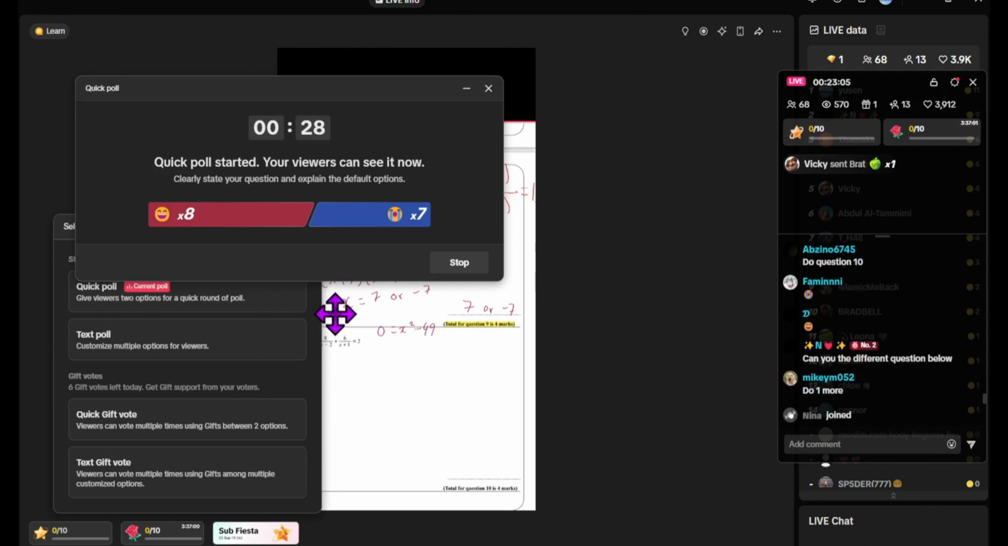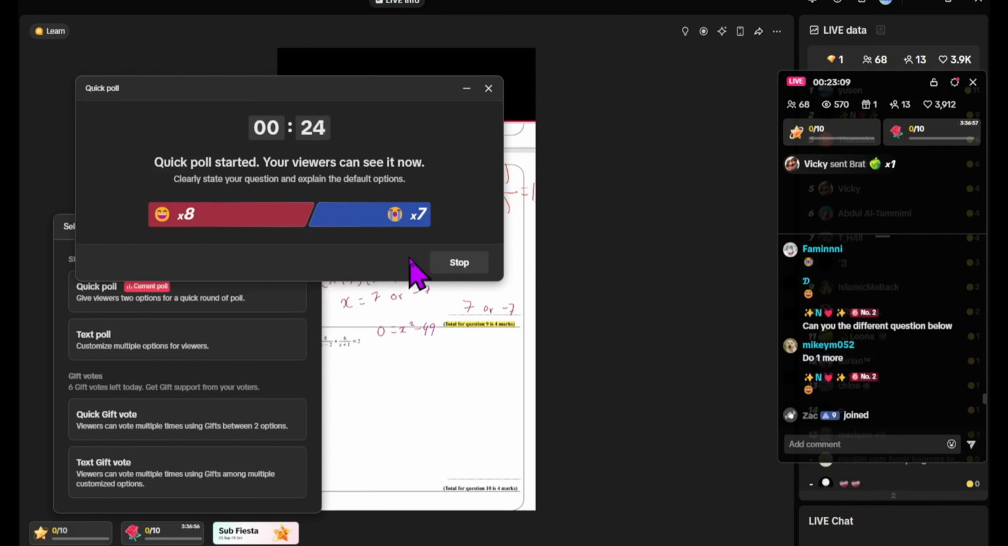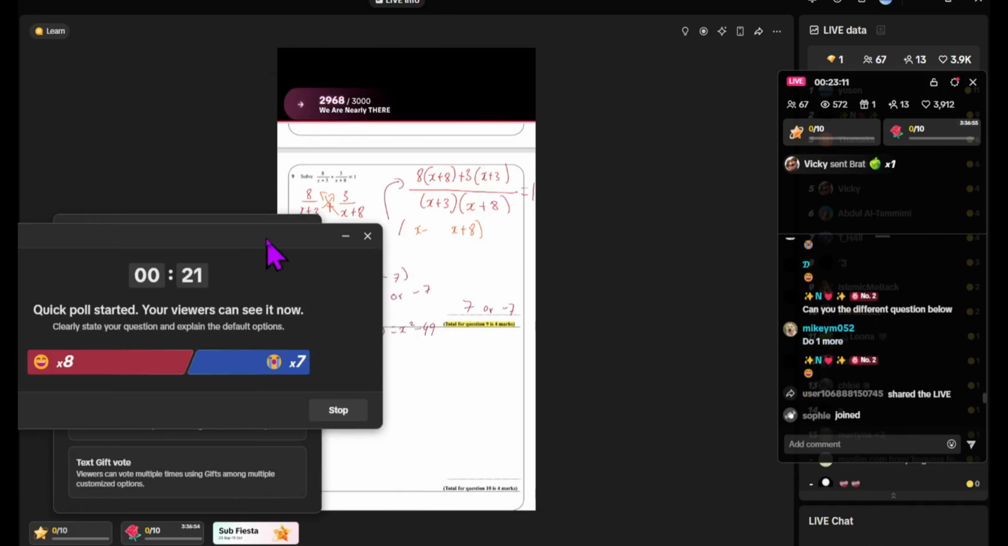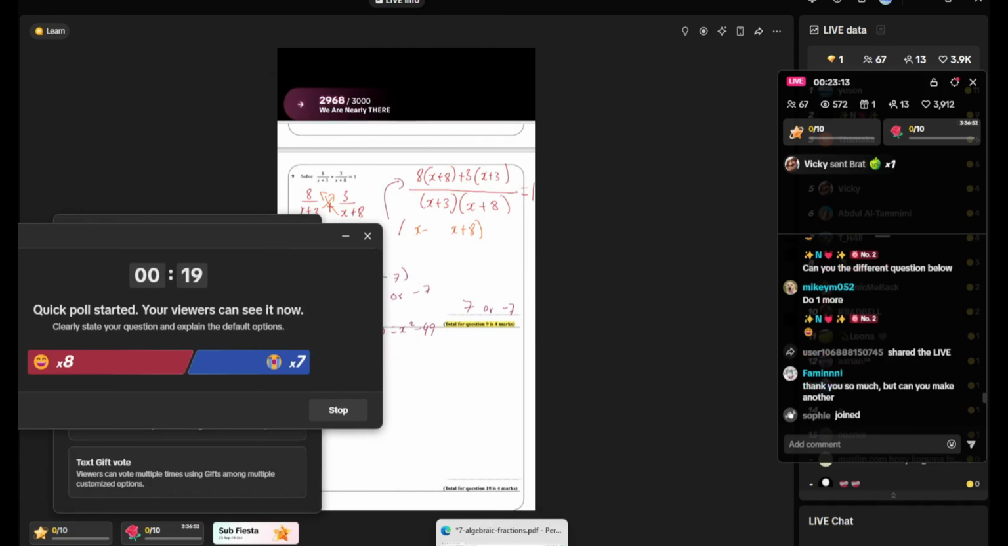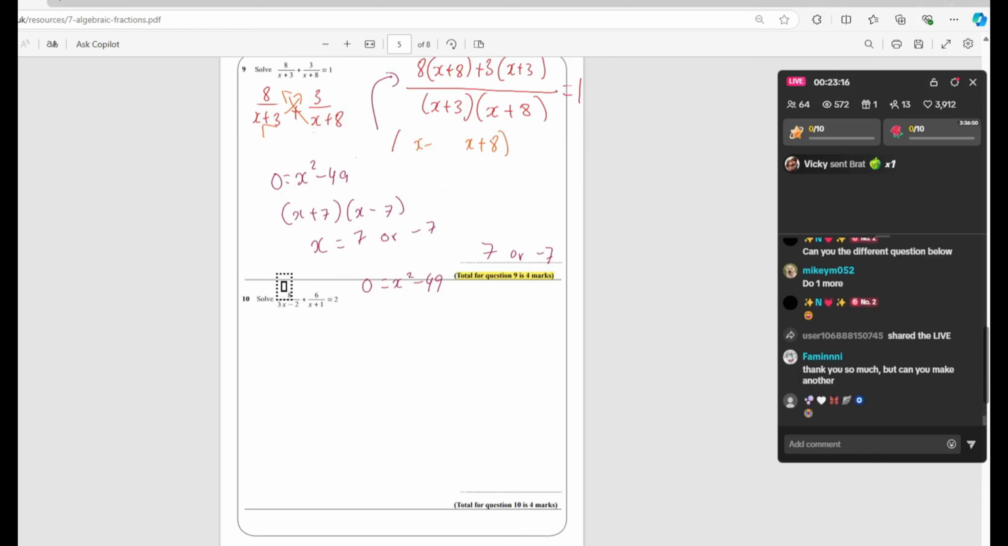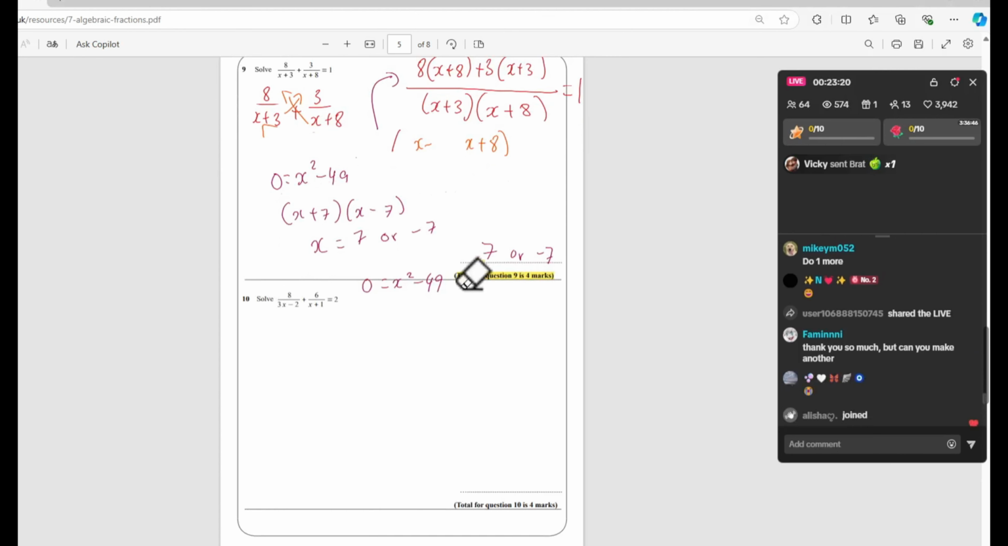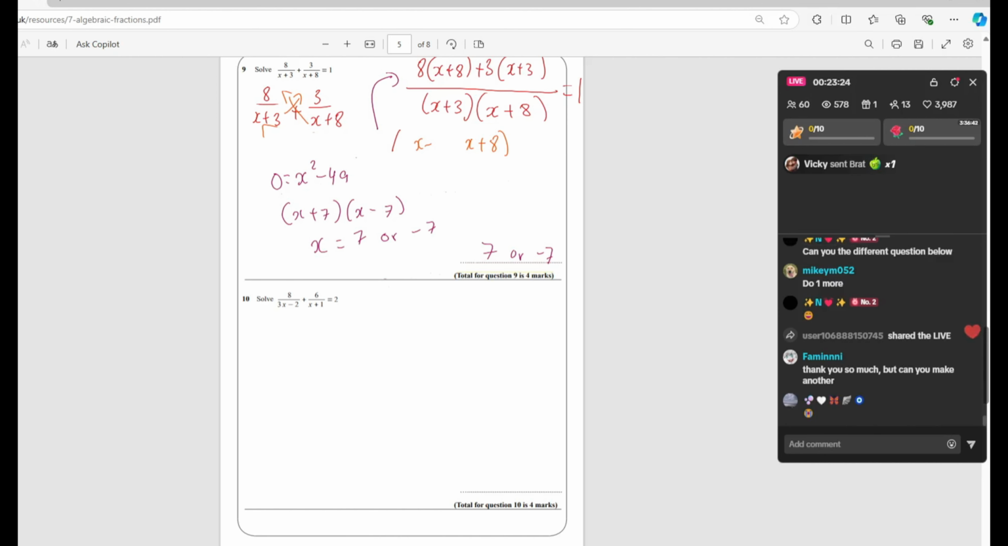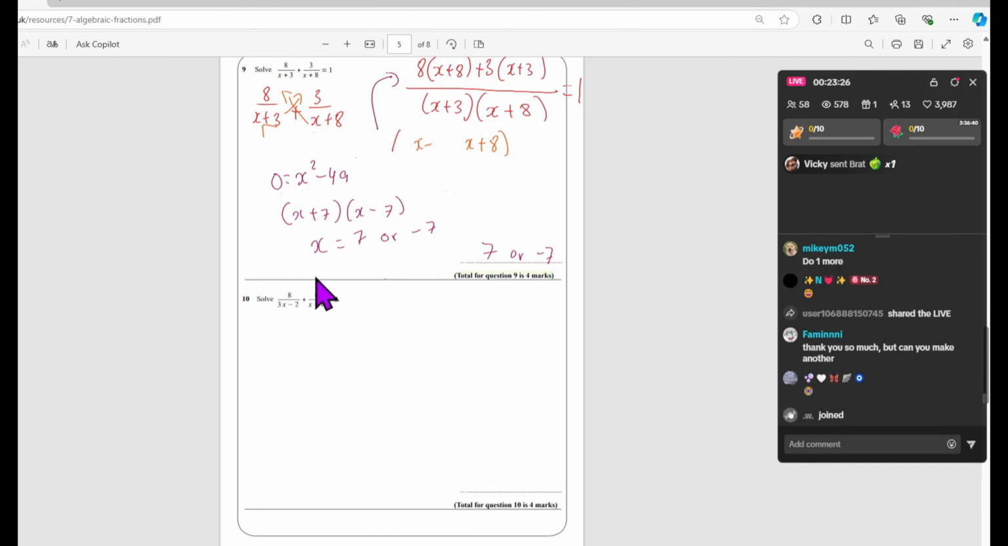Sure, I'll do one more question. So we have to solve 8 over 3x minus 2 plus 6 over x plus 1 is equal to 2.